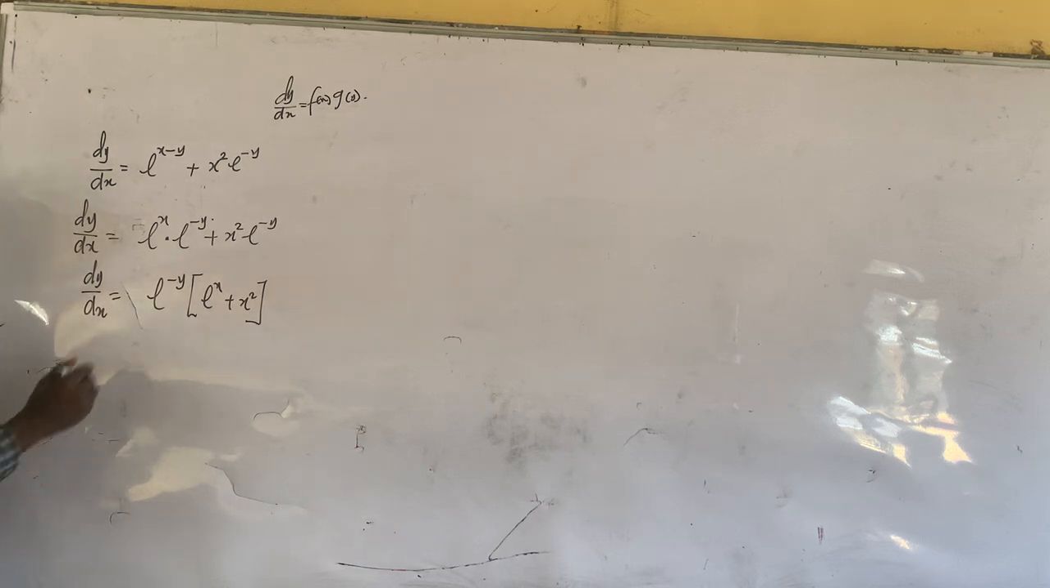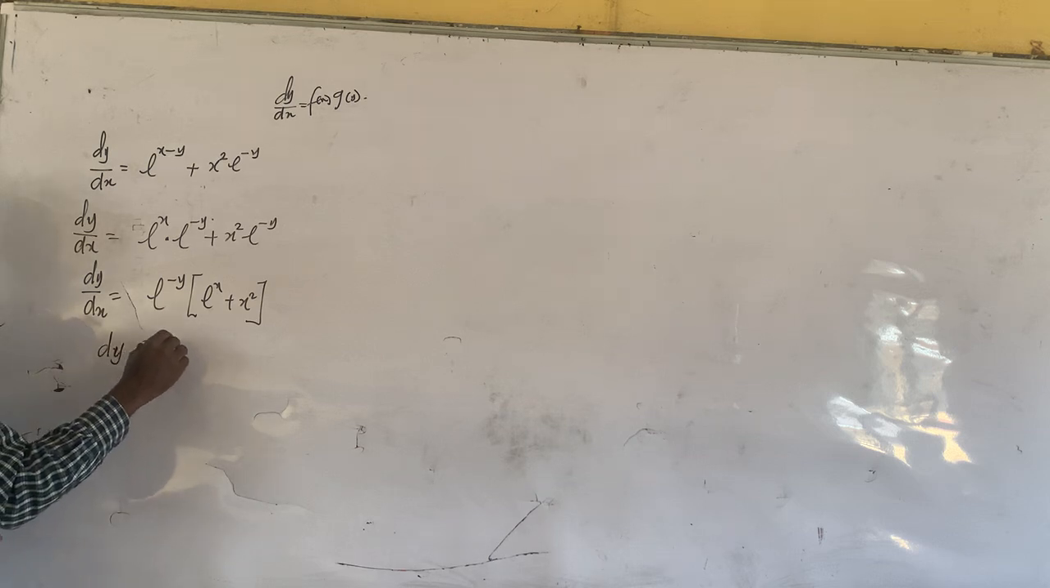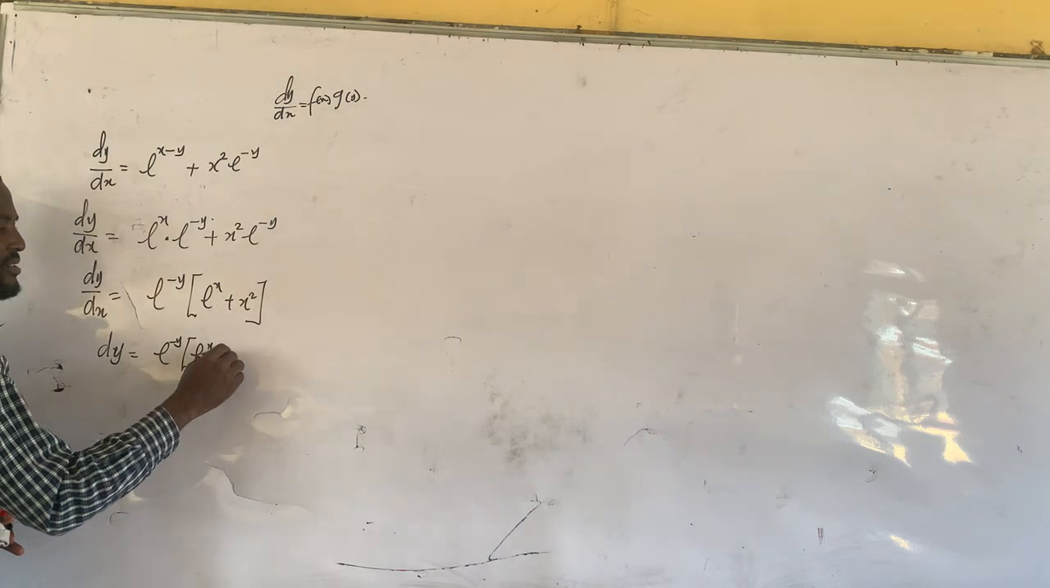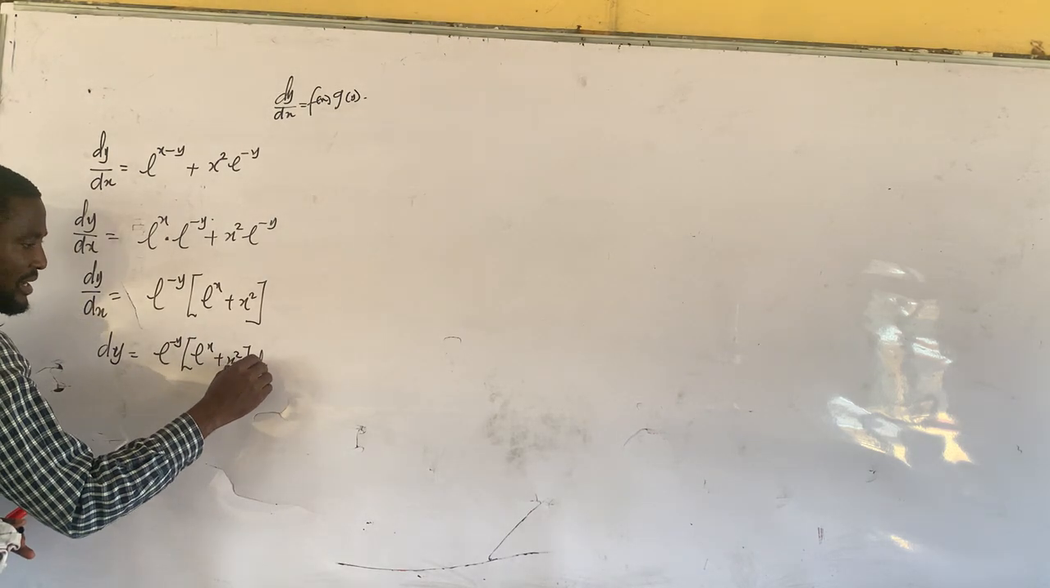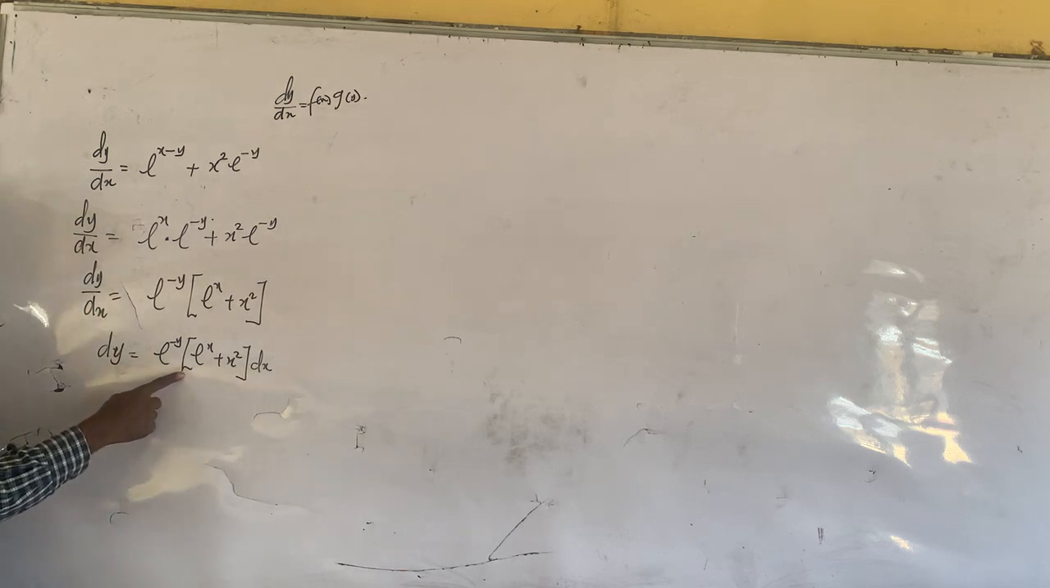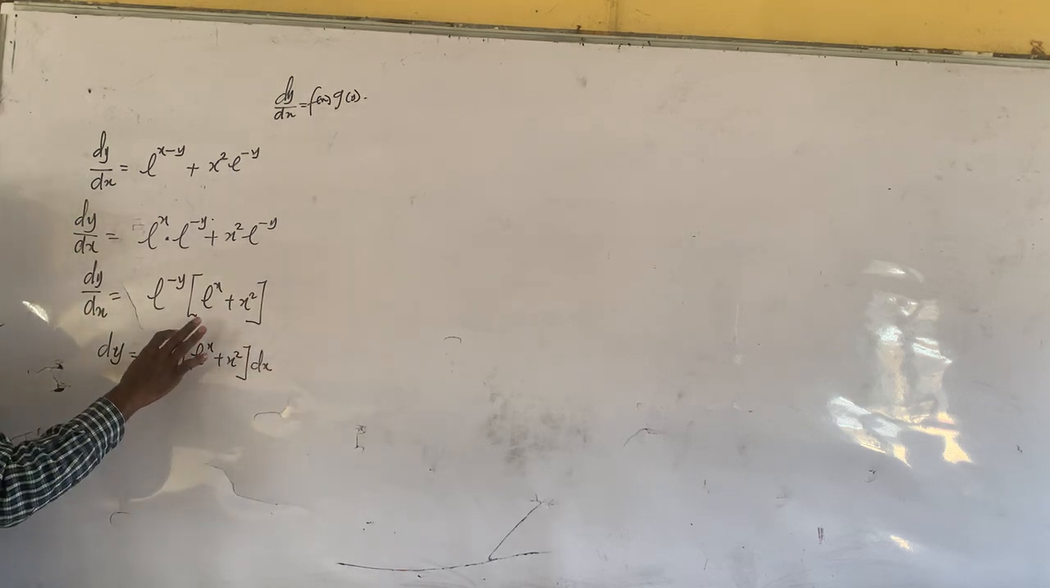By that, the next thing I will do is to cross multiply so that the function of x will be with x, and the function of y will be with the y. So by that, I can say dy equals exponential minus y, all multiplied by exponential x plus x squared dx, by cross multiplying. What this tells us is that these are expressions of x beside dx, but this one is an expression of y.